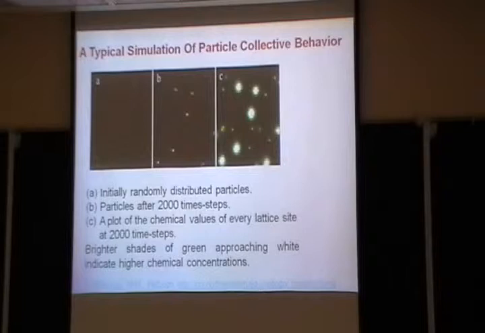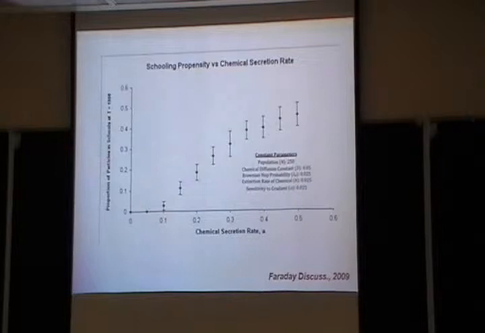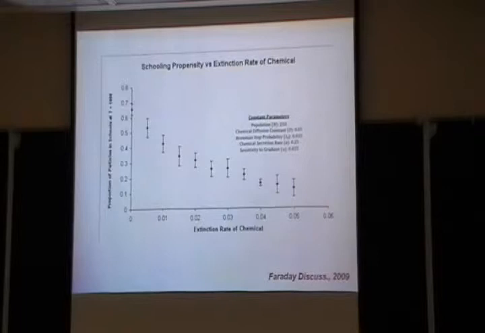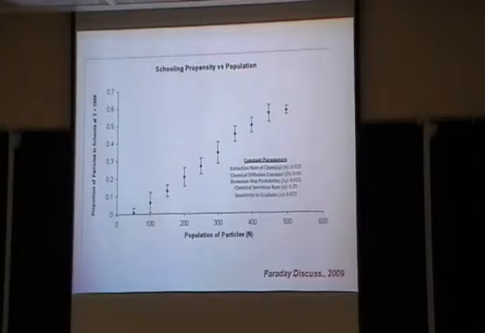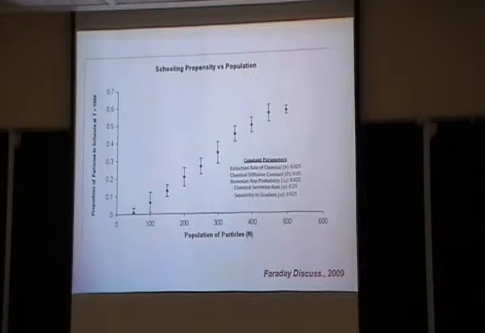And it essentially predicts what you expect. The proportion of particles in a school goes up as the sensitivity to the gradient goes up. So you can dial these knobs. It goes up as the decomposition rate or secretion rate goes up. It goes down if the chemical is rapidly diffusing away from the particles into the bulk, as you might expect. And finally, the higher the particle density, the more swarming you see. So it's a computer simulation, and it's not really hardcore theory, and it works just fine.